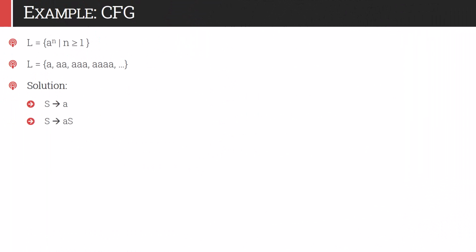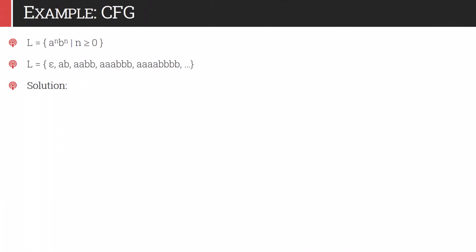L = a^n, where n is greater than or equal to 1 now. Previously it was n greater than or equal to 0. Here it is greater than or equal to 1. So the string must contain at least one a or more. So the solution would be S → a or S → aS. Using the second production we can generate any number of a, and to terminate we will be using the first production.